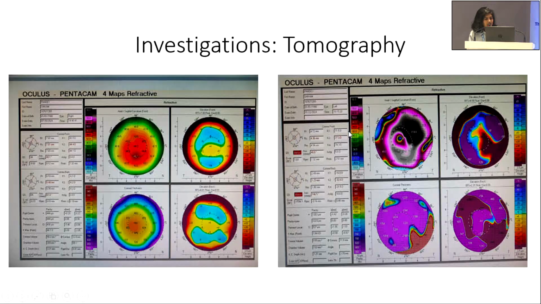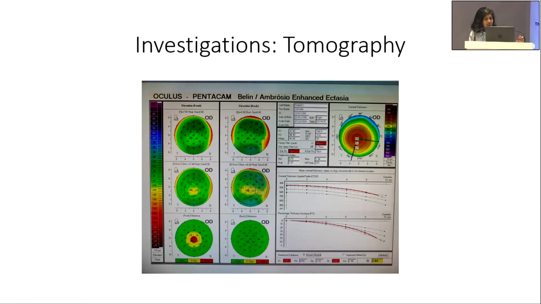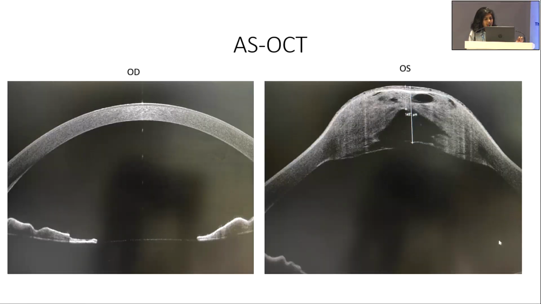We subjected the patient to investigations. Tomography with Scheimpflug imaging was done, and in the affected eye, as you can see in the black areas, the entire points could not be captured. So AS-OCT was done for the patient, and in the affected eye we can see large intrastromal clefts which were visible, and the thickness was increased, whereas there was a break in the Descemet membrane which was visualized on the AS-OCT.